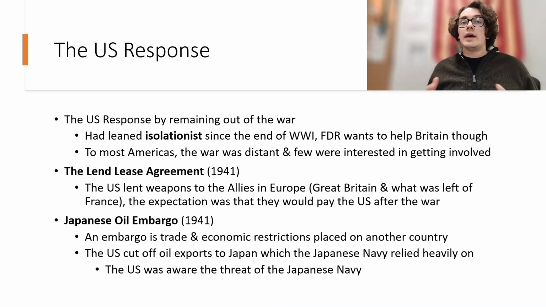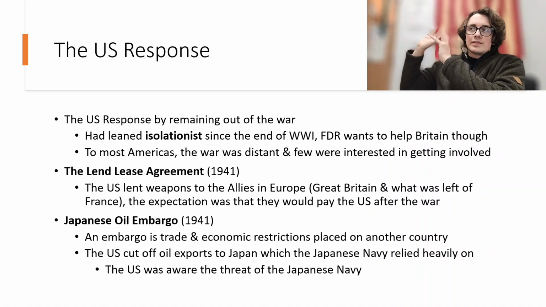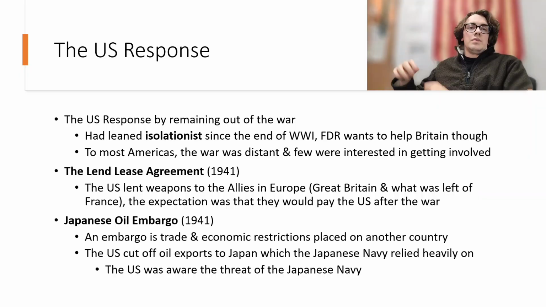So how does the US respond? Initially, the US is like, we don't want any part of this, especially after World War I. That was not our fight. We got dragged into it. We don't want to get dragged into it again. FDR, though, does want to help Great Britain. To most Americans, the war is far off and distant. They're like, it's not our problem. That's way over there. We don't need to bother with that.